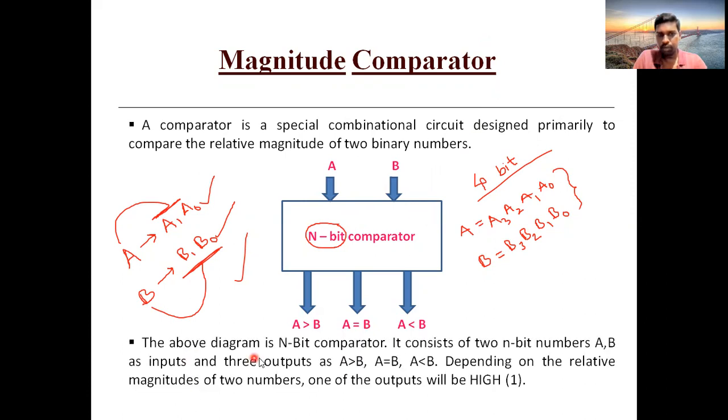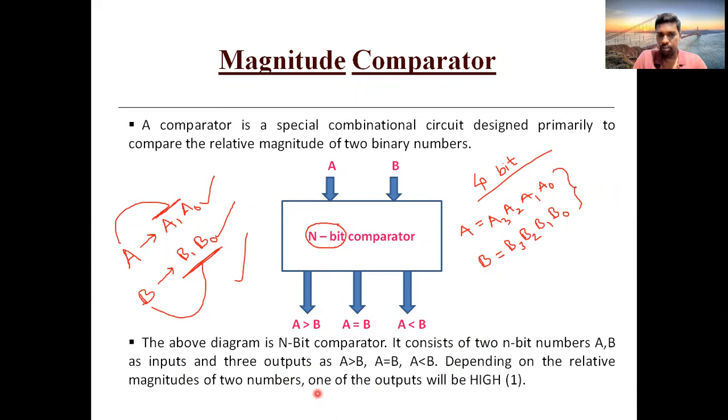See, the above diagram is an n-bit comparator, right? It consists of 2 n-bit numbers A, B. These are the 2 n-bit numbers A, B and 3 outputs: A greater than B, A equal to B, A less than B. So depending on the relative magnitude of the 2 numbers, one of the outputs will be high. Among these 3, any one will be high for each comparison and the remaining 2 will be 0.